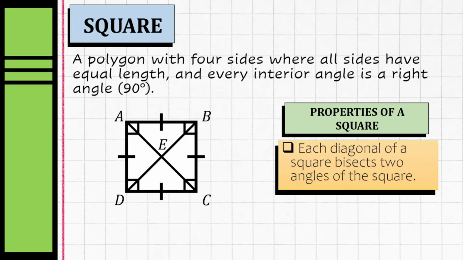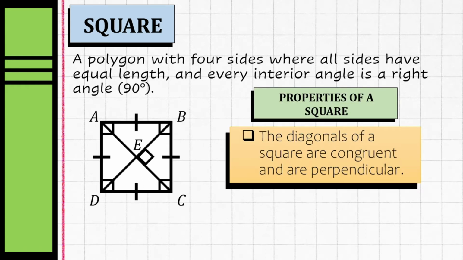Just like a rhombus, each diagonal of a square bisects 2 angles of the square. According to our figure, the diagonal will cut each angle into 2 congruent parts. So we can say that angle ADB is congruent to angle CDB. And last one, the diagonals of a square are congruent and they are perpendicular. So they will form a 90-degree angle and they are also congruent.